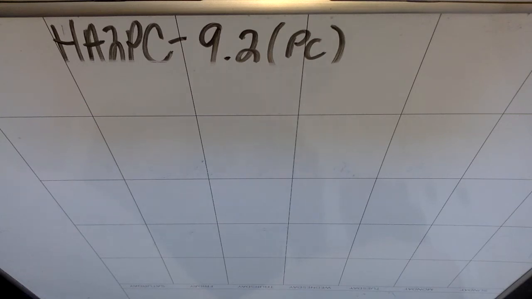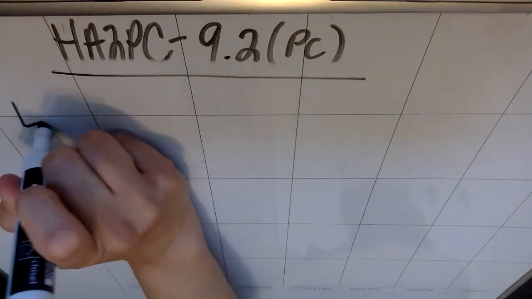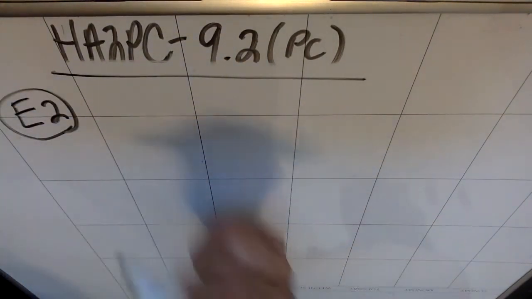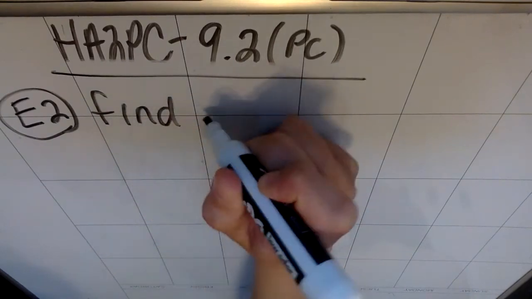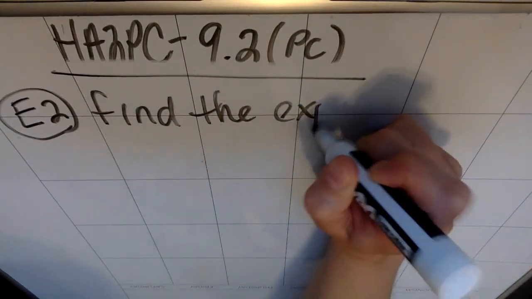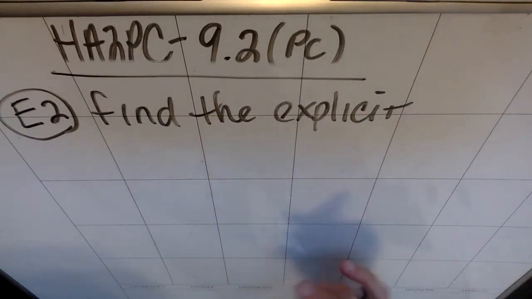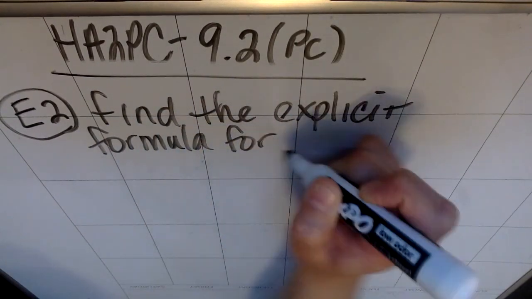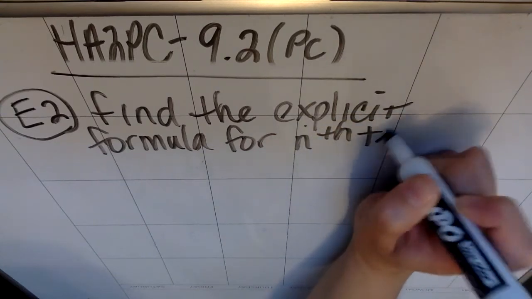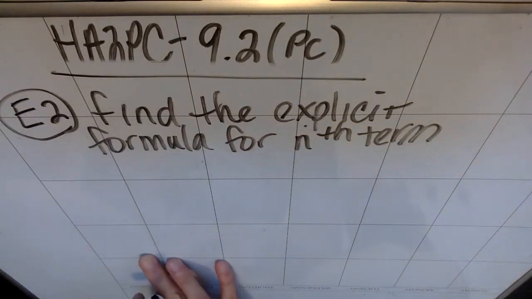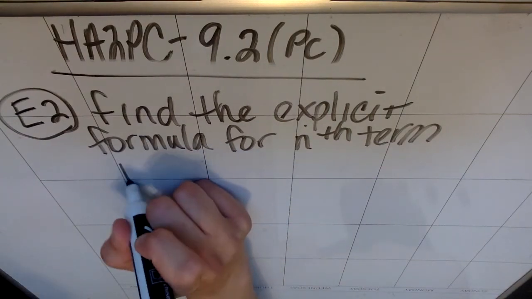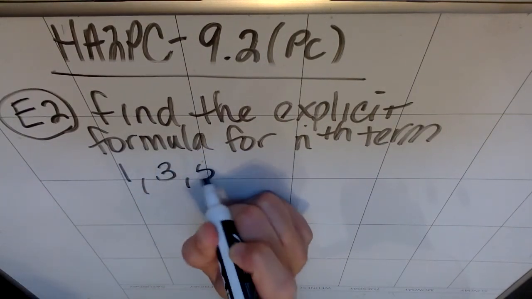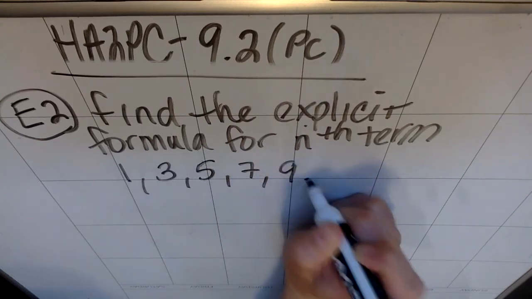All right, so let's do an example now. We're going to go ahead and find the nth term of an arithmetic sequence, right? Sorry, geometric is the next section. We're going to find the explicit formula. Remember, explicit means that it's in terms of n, right? So we're going to find the explicit formula for the nth term of an arithmetic sequence. Let's do one that we've already seen before: 1, 3, 5, 7, 9. We saw that in E1.